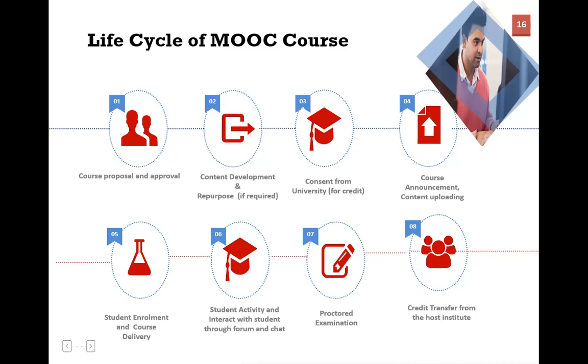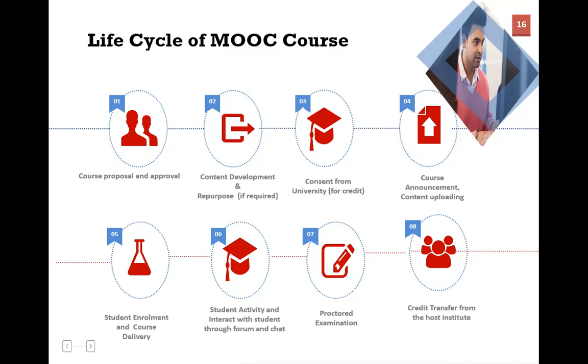They will ask you for the mode of examination in the proposal itself, whether you want to go for CBT or hybrid. If you want to do hybrid, then pen and paper is given, students write the script, and then you evaluate it. Then there is CBT, the computer-based test, which would be MCQ, multiple choice questions or something like that. Then, as soon as the proctored examination is done, the credit transfer happens from the host institute.